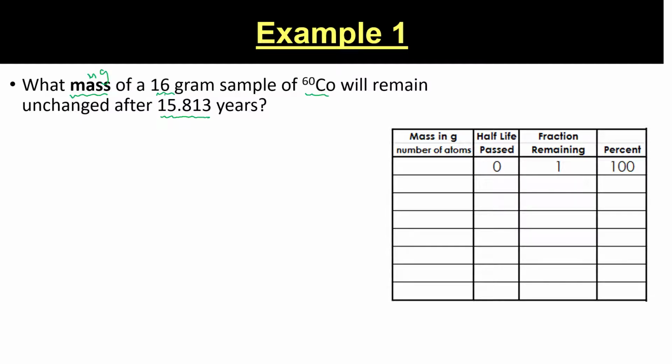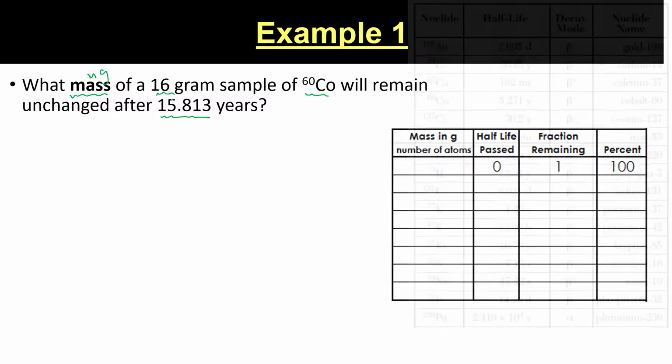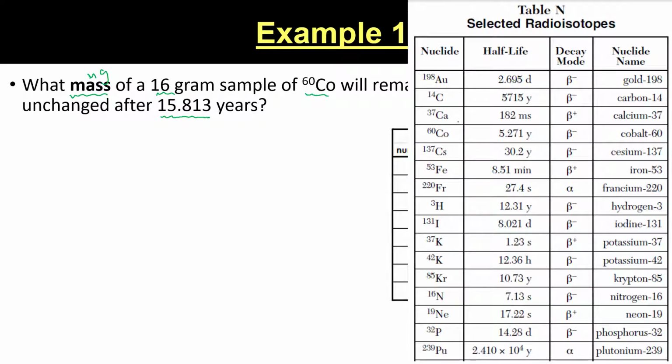Otherwise, we're not going to know how much of our sample we have left. And the way we go find out how many half-lives have passed is we look at table N. So here is cobalt-60, and we can see its radioisotope half-life is 5.271 years. So if I know that number of half-lives passed equals time elapsed over half-life, I can now substitute in using this equation.